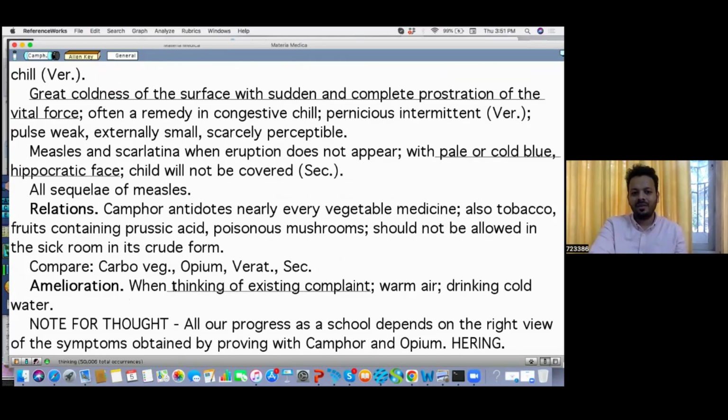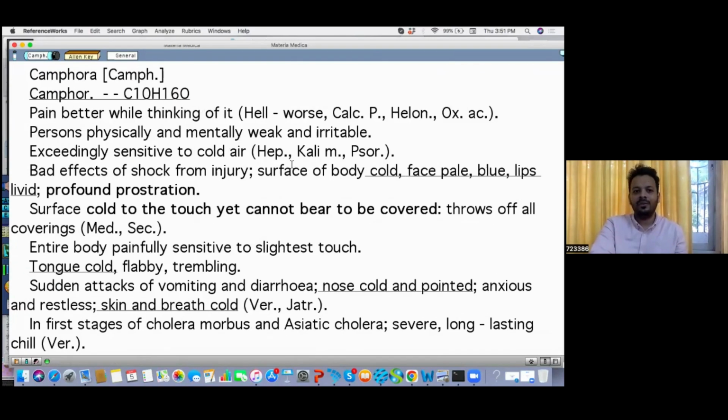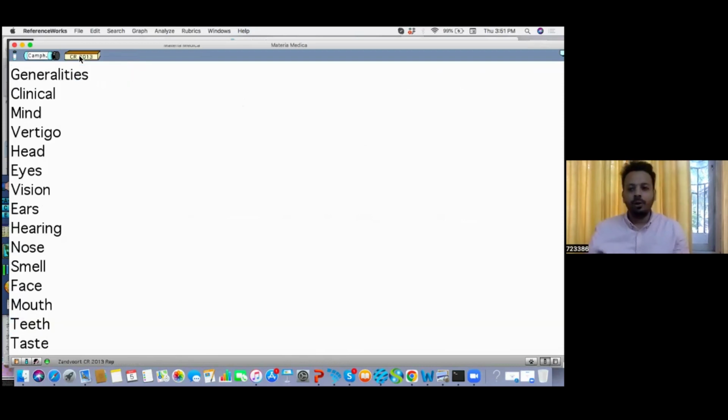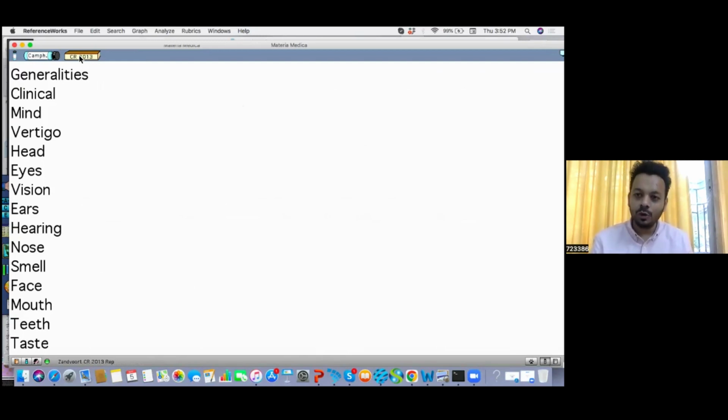One very interesting thing is that complaints ameliorate when thinking of them, an interesting phenomenon of camphor. Pains better when thinking of it, like Helleborus. And this is something that we already know. This is well written in books. I'm trying to understand a pattern of camphor, and hopefully, by the end of it, we will come to a point where we will learn something interesting.